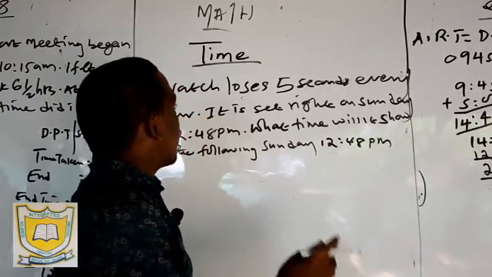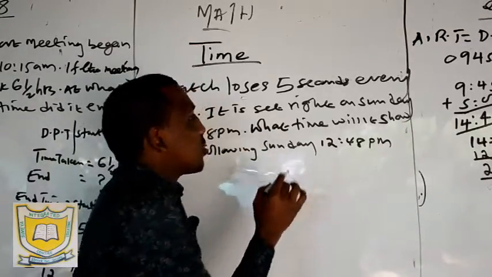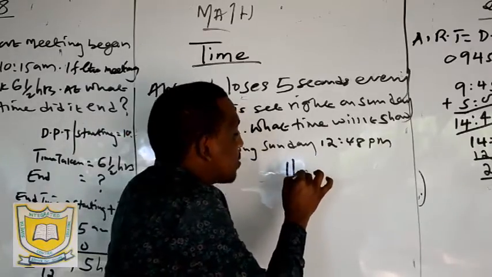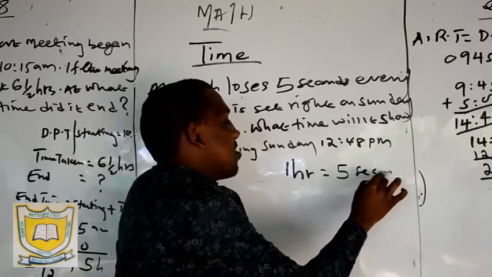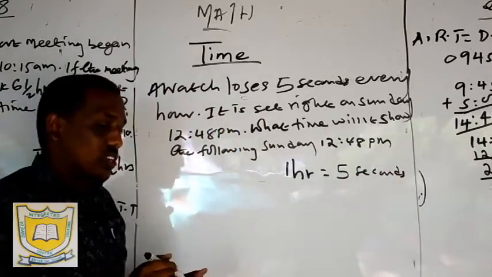So now, let us say the watch was losing 5 seconds every hour. Every 1 hour, the watch was losing 5 seconds.